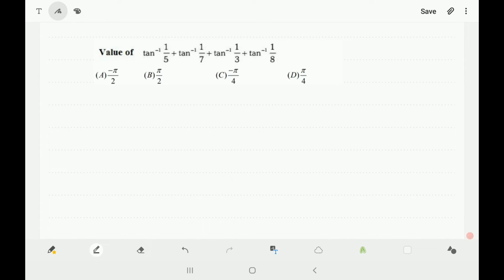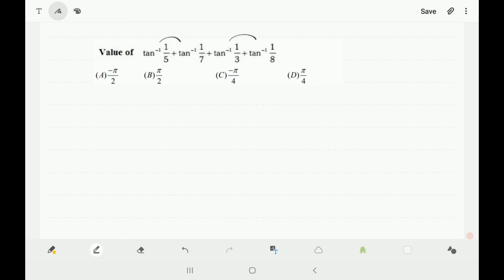In this problem, we have to find the value of tan inverse 1 by 5 plus tan inverse 1 by 7 plus tan inverse 1 by 3 plus tan inverse 1 by 8. Now we know the formula of tan inverse x plus tan inverse y with certain conditions. So we'll just try to add any two terms, and let's add tan inverse 1 by 5 with tan inverse 1 by 7 and tan inverse 1 by 3 with tan inverse 1 by 8.